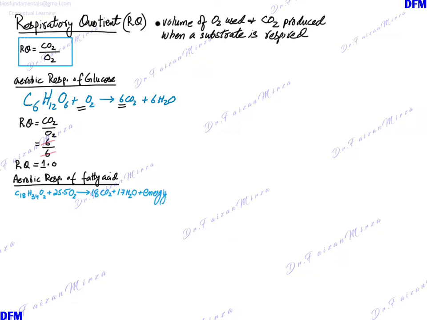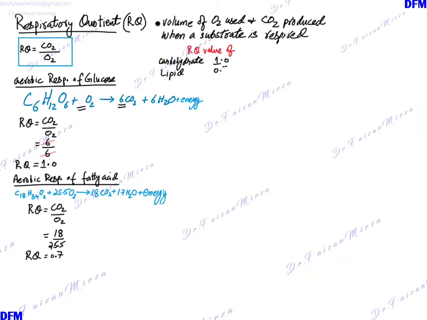For example, if fatty acids are being respired, a fatty acid such as C18H34O2 will combine with 25.5 oxygen molecules to produce 18 carbon dioxide and 17 water molecules, and energy will be produced here. You should know how to balance these equations. I have omitted this 6 here just to give you an idea that the equations come for balancing as well, so you know how to balance it. When 18 is divided by 25.5, we get a value of 0.7. So whenever you get a value of around 0.7, it means that aerobic respiration is occurring and fatty acids are being respired. The typical RQ values are carbohydrate 1.0, lipid 0.7 and protein 0.9.